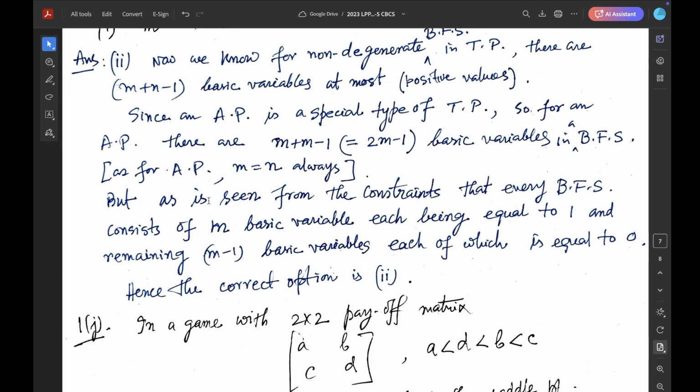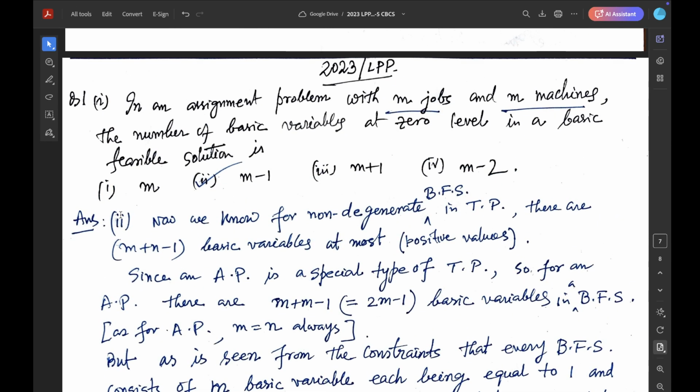But as is seen from the constraints, every basic feasible solution consists of m basic variables, each being equal to 1. So from these twice m minus 1 basic variables, we have m basic variables equal to 1. The remaining m minus 1 basic variables are equal to 0. So obviously m minus 1 basic variables are at 0 level. So correct option is 2.